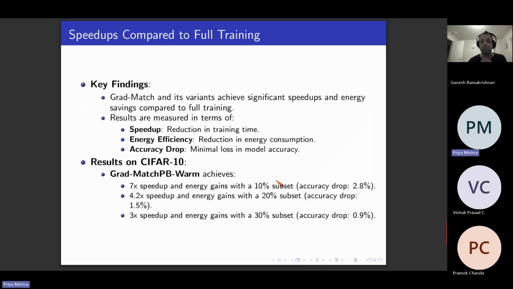Coming to the key findings of the paper, I introduced these three terms: speed up, energy efficiency, and accuracy. Speed up is reduction in time, and energy efficiency is reduction in computation. Accuracy drop is there, there must be an accuracy drop because we are not using the complete data set. We are using a subset of the data set, so there must be an accuracy drop. These are the results after using subset selection.